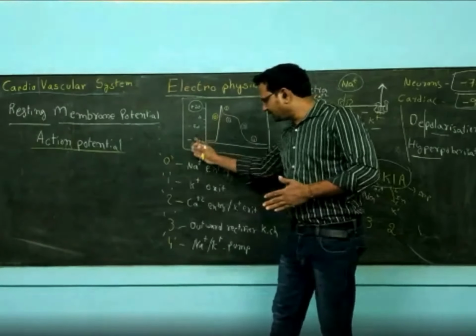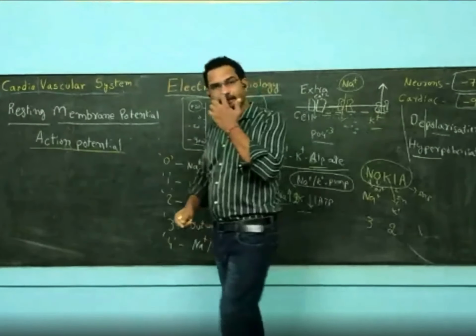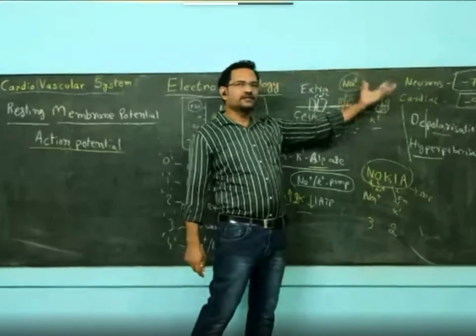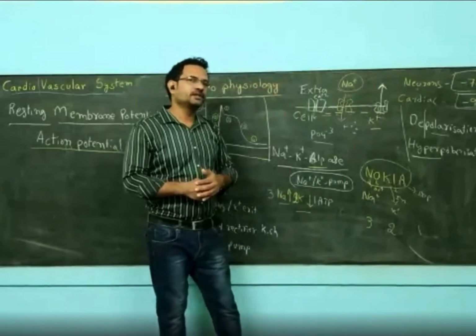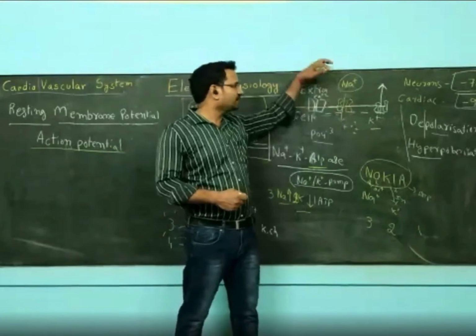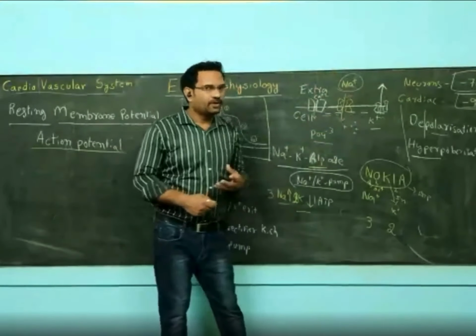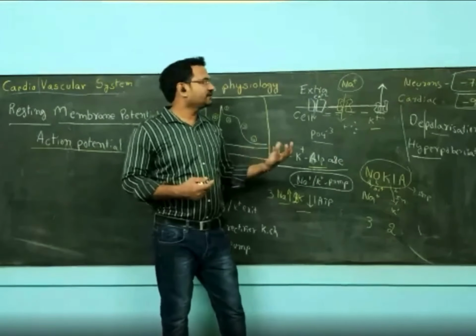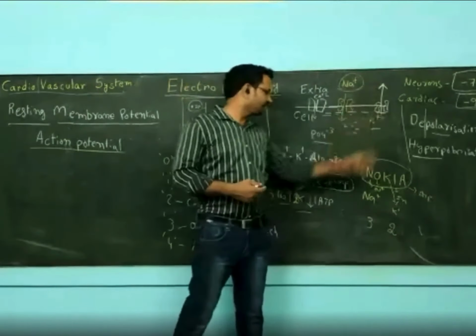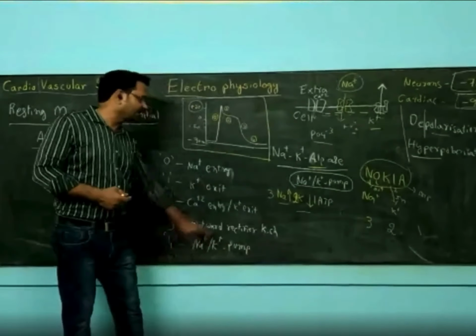Now, through the 0, 1, 2, 3, 4 phases, what has happened? Sodium rushed inside the cell. Potassium is going out of the cell. But what is the normal concentration? Sodium is an extracellular ion, but because of this action potential, it came inside the cell. Potassium is an intracellular ion, but because of this action potential, it went outside. To correct these ionic imbalances, the sodium-potassium pump acts at this junction.